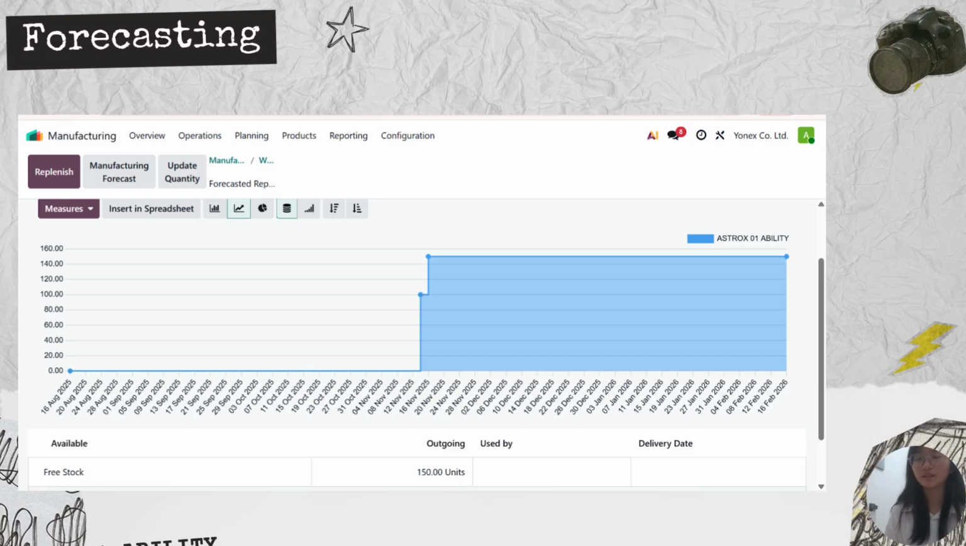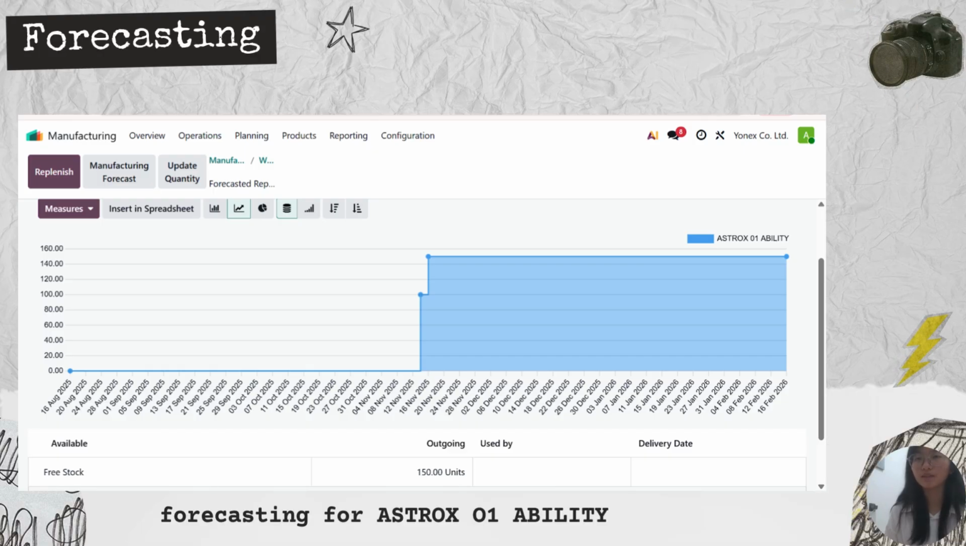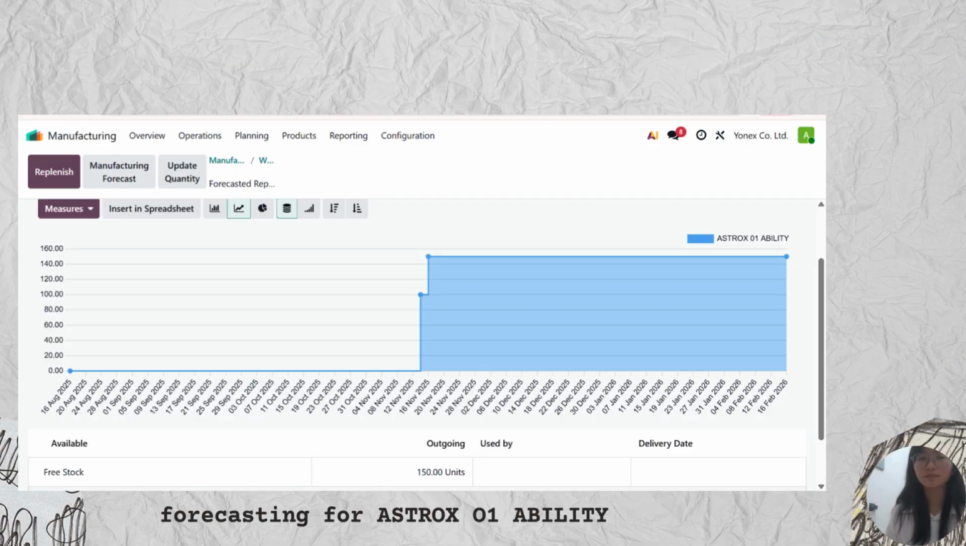You can see the different products have different capacities. This part is forecasting. Forecasting refers to a method that uses historical data analysis, statistical models, and expert judgment to forecast future demands. It allows companies to forecast the market demand, manage inventory levels, and devise production schedules. The screenshot is forecasting for Astro One Ability Badminton Racket.